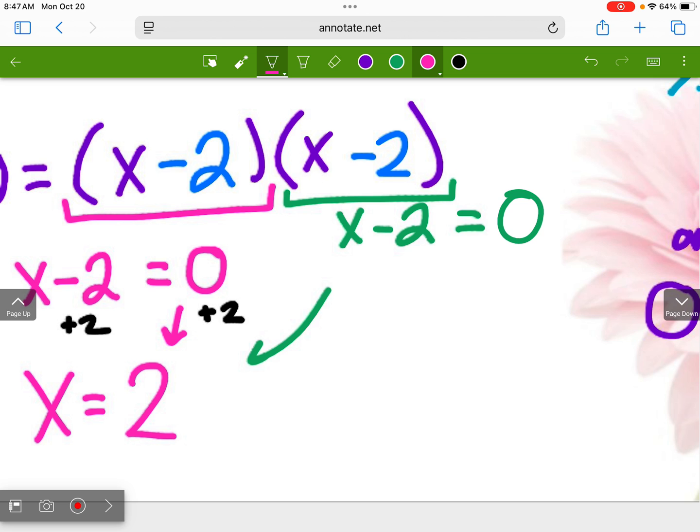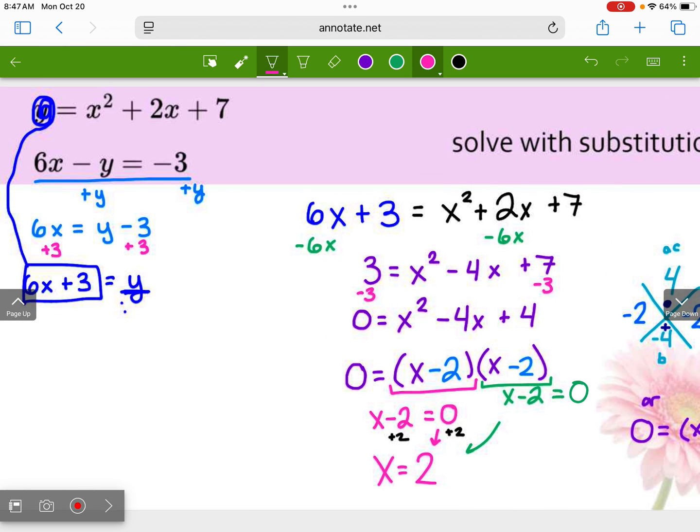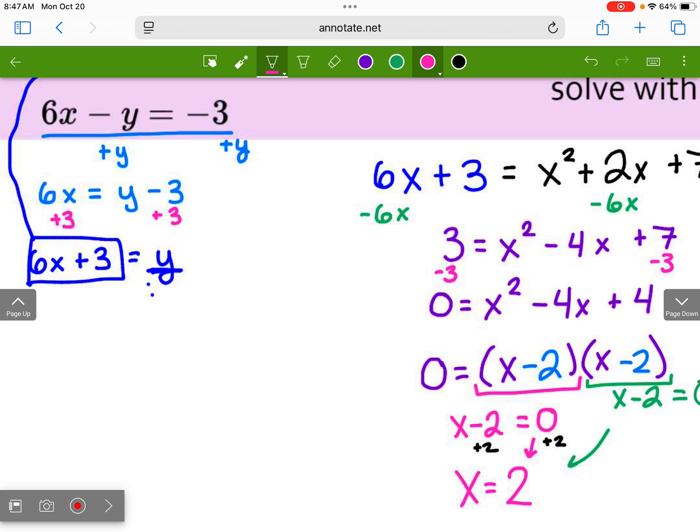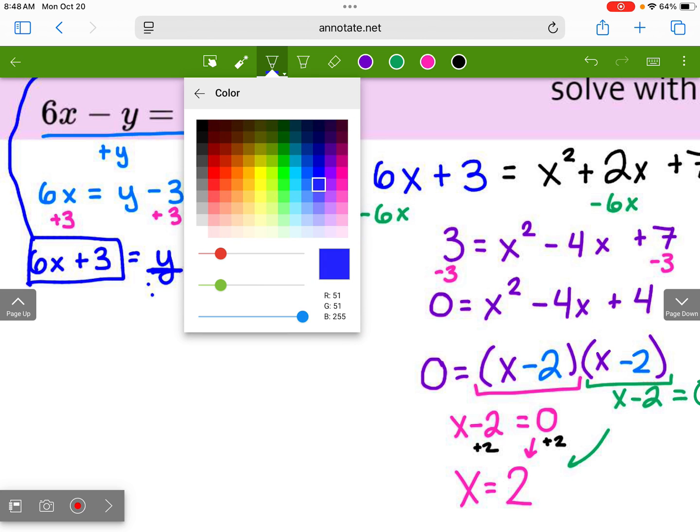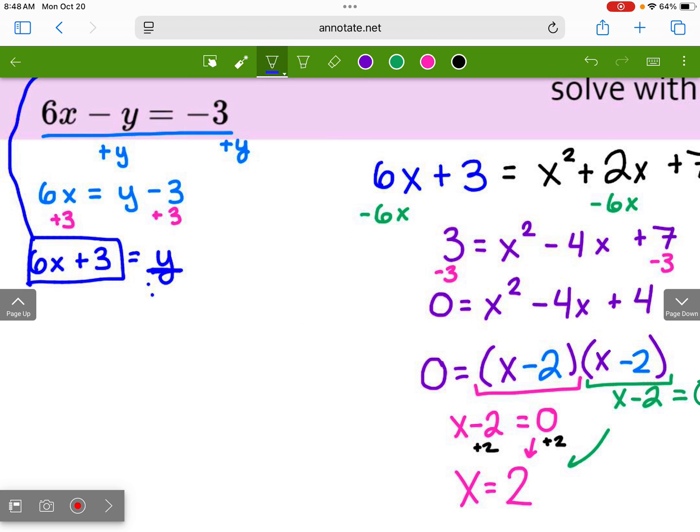Is my solution to this system x equals 0? It is not. Because remember, our solutions are the point where they cross. I know the x. I do not know the y right now. How could I find the y? Plug it into one of my equations. I mean, I could use this one. More power to you. I also know this guy's a y equals. I can substitute that 2 in over here. 6 times 2 plus 3 to get y.